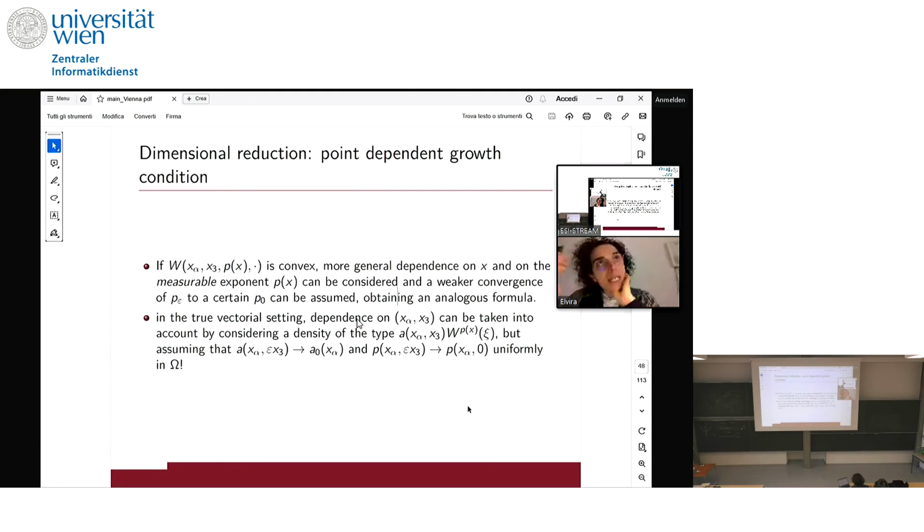The same type of result can be extended considering a product type dependence on x, not of power type, so essentially multiplying our W by an a(x_alpha, x_3), and still the same type of result can be obtained. A weaker assumption can be imposed on W, on the convergence of the exponent, provided that W is indeed convex in the gradient variable. And this is because, of course, for the lower bound, one can always apply Jensen's theorem.